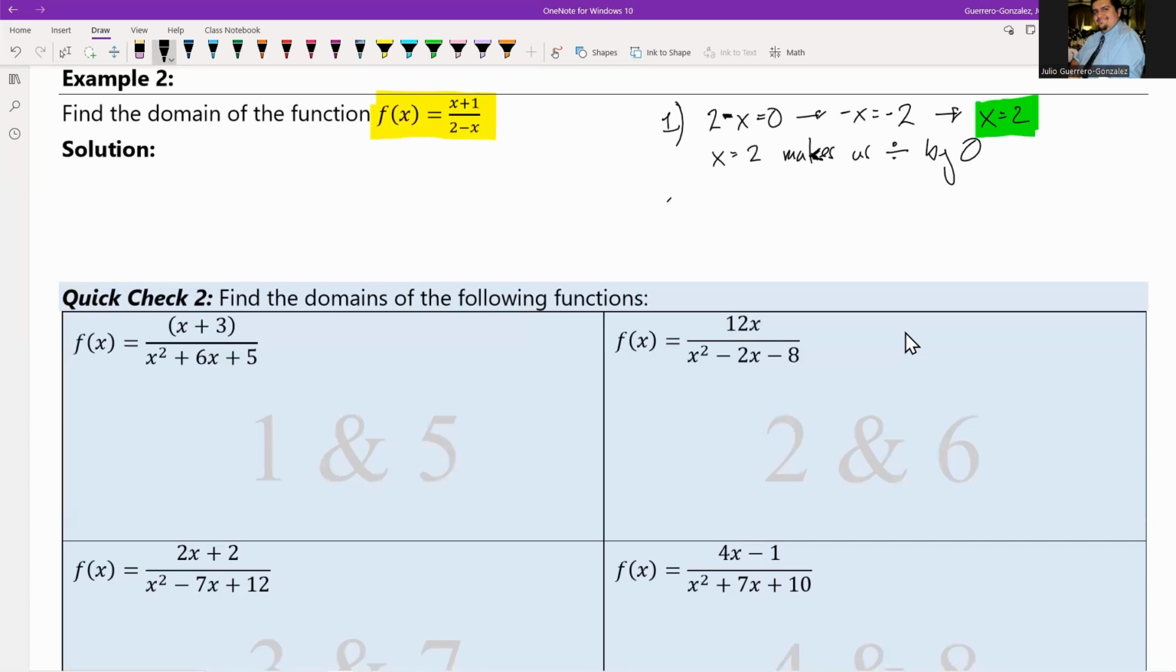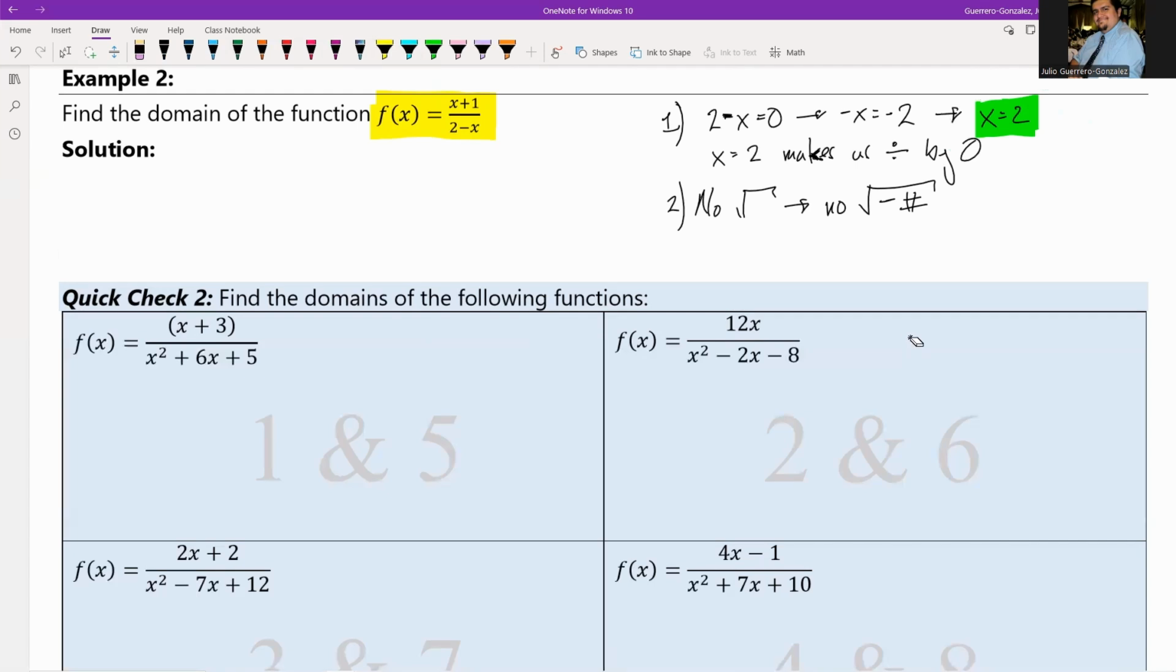Number 2 says that we can't have the square root of a negative number, right? In this case, only a division is present. There are no square roots. So therefore, no square root of a negative number. So this one produces no restrictions. So the only number we are restricted to not plugging in is this one right here. This is the x equal 2 that we found from step 1.